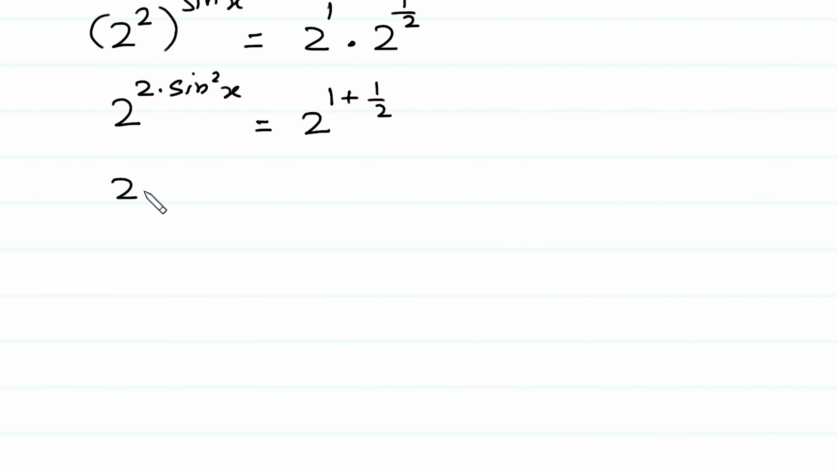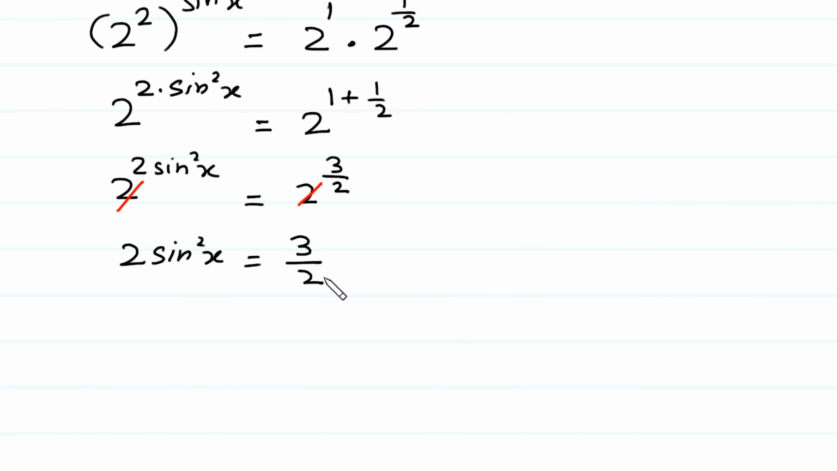Next, 2 to the power 2 sine square x is equal to 2 to the power 1 plus 1 over 2, which is 3 over 2. Now base is same at both sides, so this 2 will be cancelled with this 2, and here left 2 times sine square x is equal to 3 over 2.